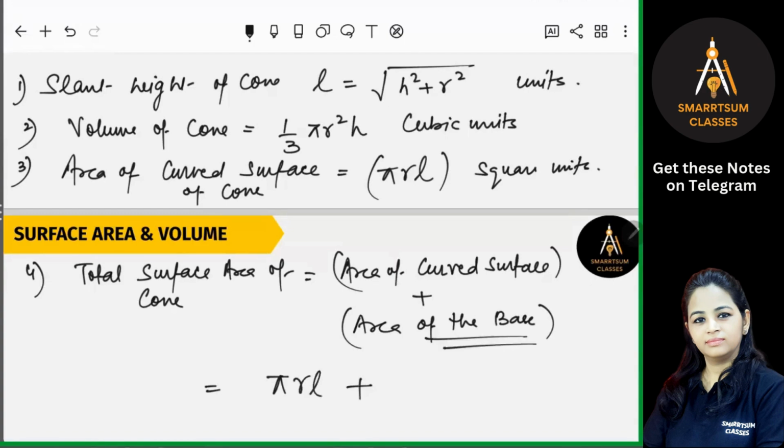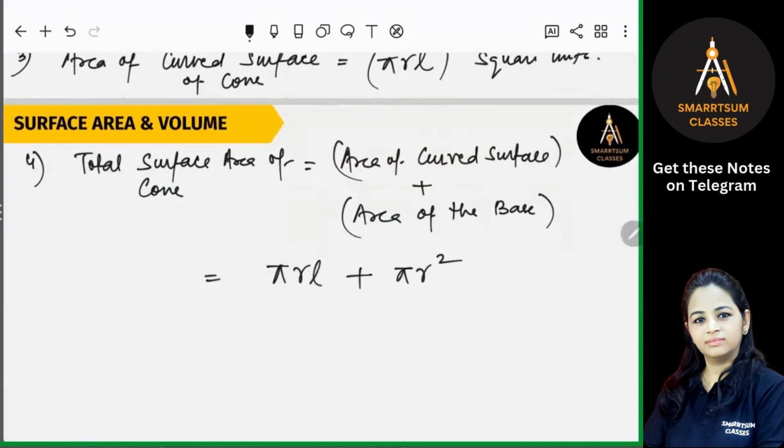So what is the base? The base is a circle, yes or no? What is the base of the cone? It is a circle. And what is the area of a circle? That is pi r square, yes or no? So it is simply pi r square. So the total surface area of the cone is pi r L plus pi r square. Please understand this. Everything is given in your books. No need to note it down, but it is important to understand.